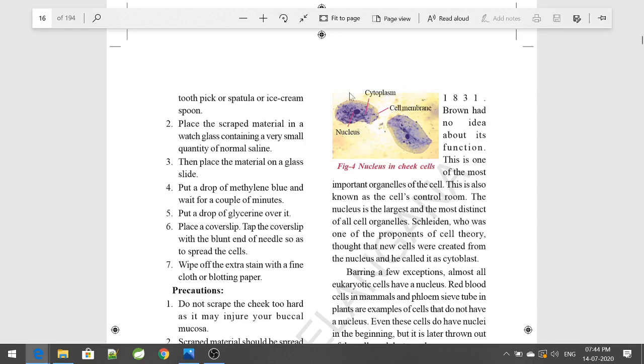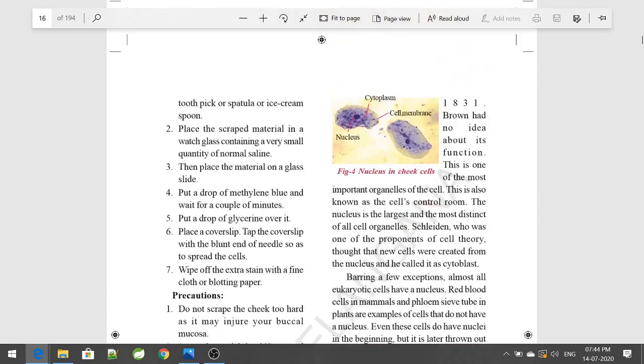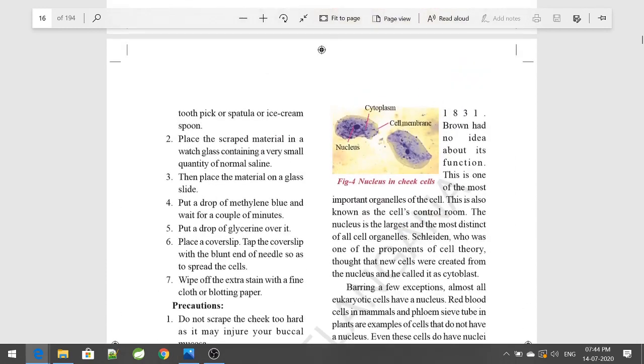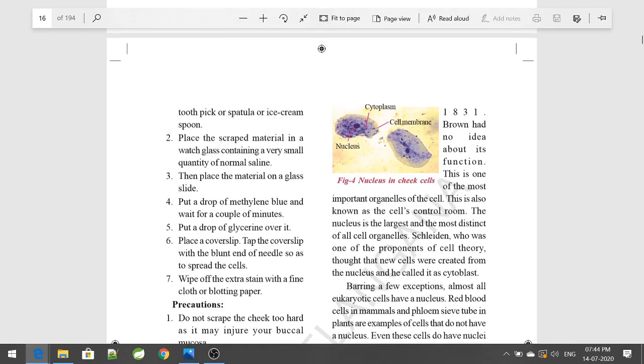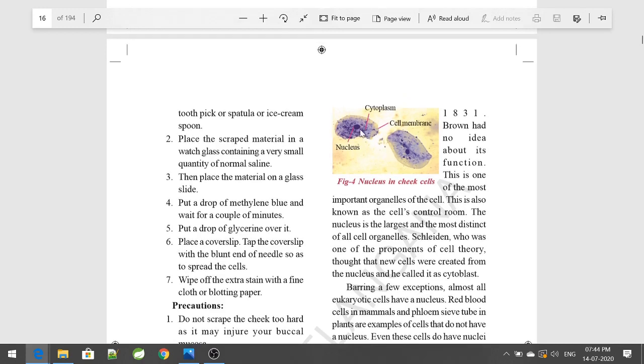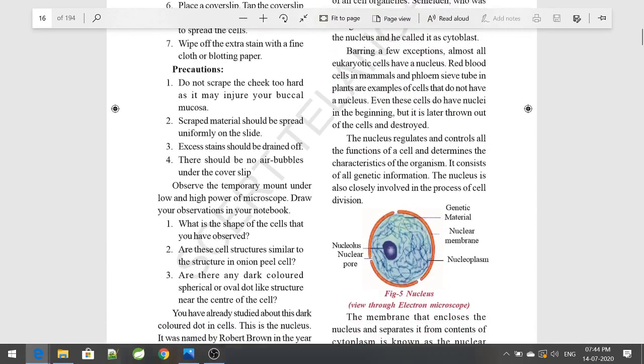You will observe this type of structure under the microscope. You will not observe this under a normal or simple or compound microscope. You have to use an electron microscope, then only you can see the nucleus, cytoplasm and cell membrane. Okay, keep that also in mind.